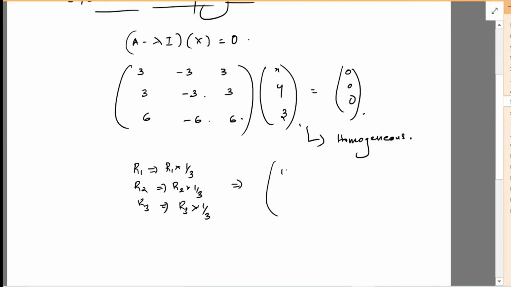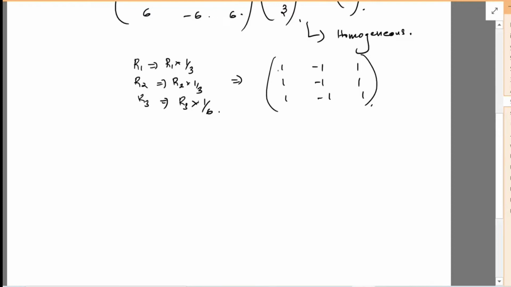So the matrix will be 1 minus 1 1. The last one is 1 by 6. Okay, so the second row will be 1 minus 1 1, and the third row will again be 1 minus 1 1. Now we can use the operations R2 changes to R2 minus R1, and R3 changes to R3 minus R1. So this will become 1 minus 1 1, 0 0 0. The last row is also 0.